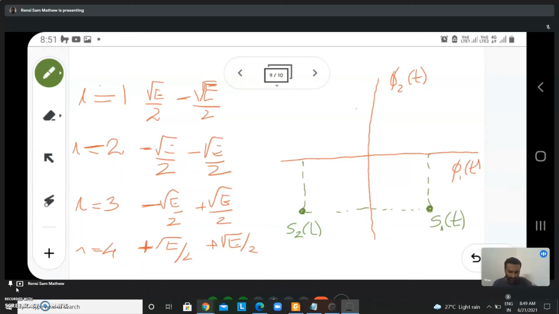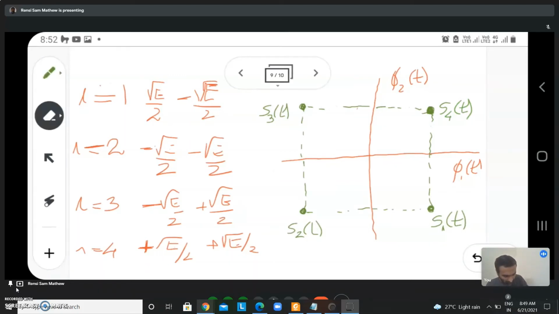Now for i equal to 3, it is minus root t by 2 and plus root t by 2, so it is in the second quadrant. It is this point, S3 of t. And the fourth one is plus root t by 2, plus root t by 2. It is this point, which is S4 of t. So this is our constellation diagram. Please draw it correctly. My lines are not straight, so kindly excuse me.